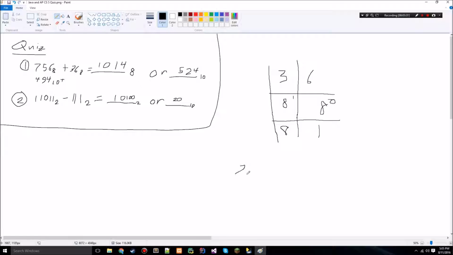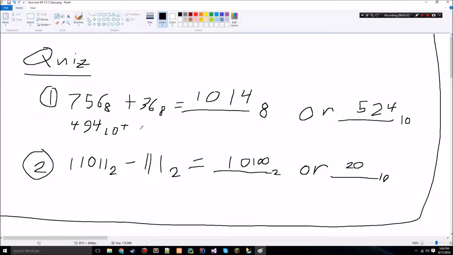Alright, now we do 3 times 8 plus 6 times 1. 8, 16, 24 plus 6. That gives us 30 base 10. Go ahead and zoom in and write that down. 30 base 10. And we can go ahead and add these numbers together. So that would give us 524, our solution in base 10.